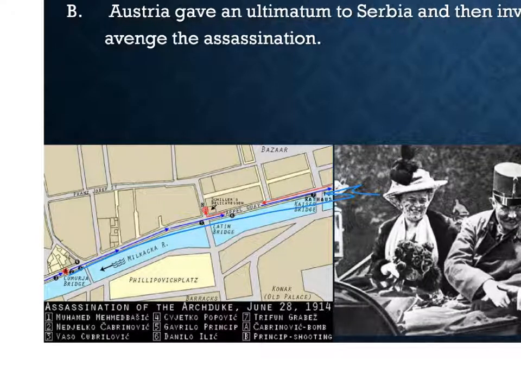He's going to give a speech. On its way back, the Archduke decides, hey, I want to visit the general in the hospital, the one hit by that bomb that bounced off his car. It went underneath another car and exploded. He wants to visit the generals at the hospital, so his driver is going to try to turn around. He doesn't know the area. He turns right here in the corner.